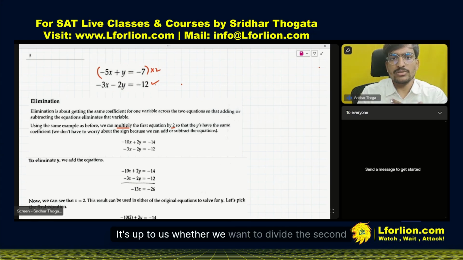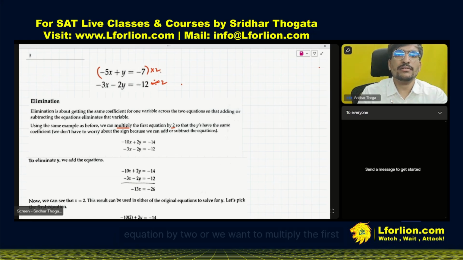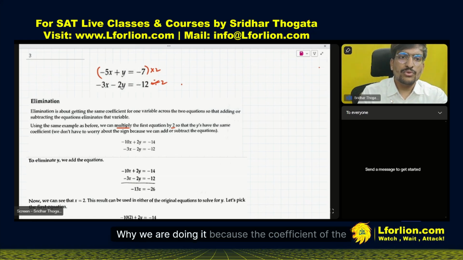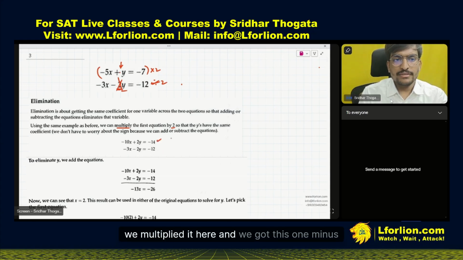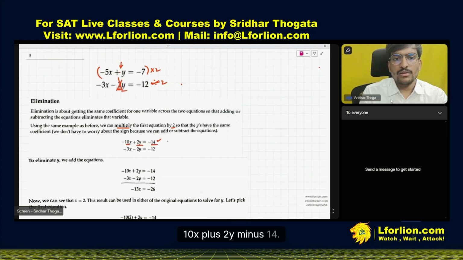It's up to us whether we want to divide the second equation by 2 or multiply the first equation by 2. Why are we doing it? Because the coefficient of y is 2 here. So we can get 2 here by multiplying, or we remove this 2 by dividing, so that the coefficients for y match. It helps us to eliminate. So here what we did, we multiplied it and we got -10x + 2y - 14. This equation we just multiplied by 2.